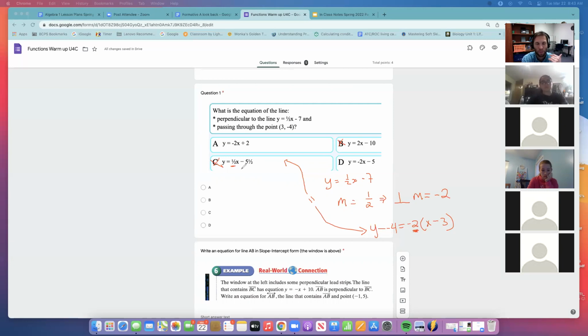This one would be parallel. The parallel line would be 1/2 of x. Sorry, not 1/2 of x. It'd be a slope of 1/2.